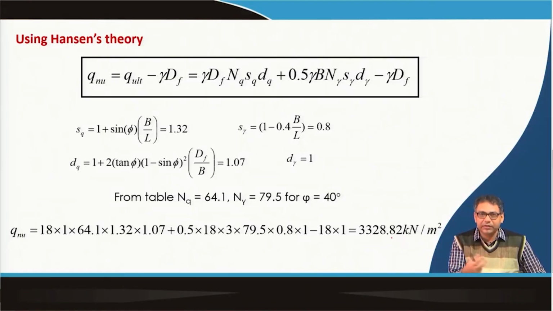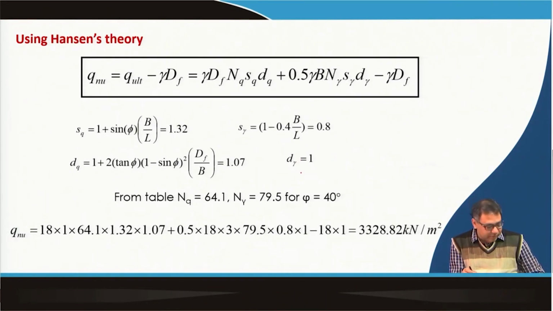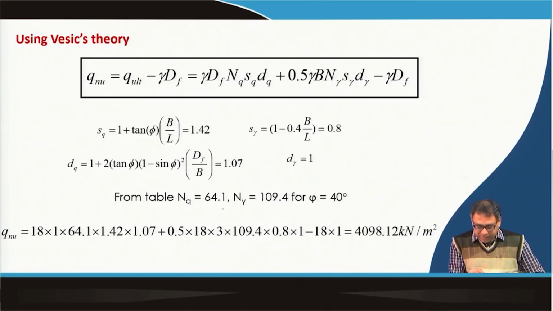We only have to take these factors from the table, then put in the values and get the bearing capacity, and you have to select the proper bearing capacity factor corresponding to the different theories. Okay. And then as per Vesic also I will get this value, which is 4089. I will get Sq, S gamma, Dq, and D gamma is 1 as per Vesic, and as per Hansen also D gamma is 1. So, these are the bearing capacity factors, and I will get this value.